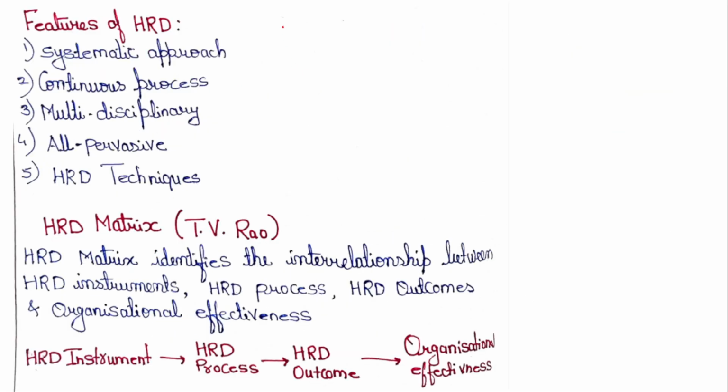Now, very important, the question is asked from here: features of human resource development. First, it is a systematic approach. Why a systematic approach? A planned process. Let's take an example. I have an employee called A and there is an employee called B. A is the person who is efficient in whatever he does and he has the potential to perform better.